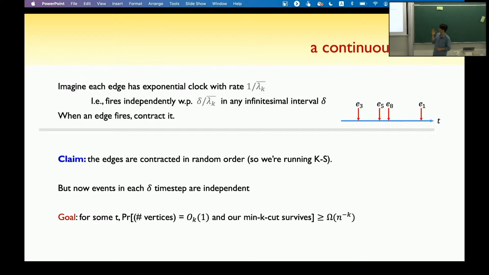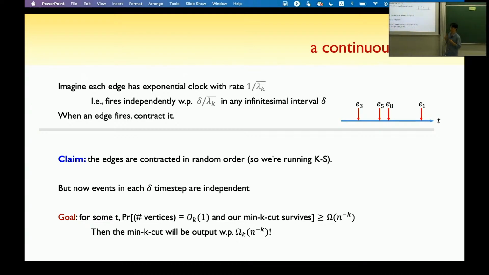Under this viewpoint, what we want to prove is that if you fix some time t, the resulting graph at time t is some random graph, and the probability that the number of vertices becomes a constant depending only on k, and our fixed minimum k-cut survives, is at least n to the minus k. Because if that event holds, then the probability that the final graph with k vertices will be our k-cut is some function of k, which we can ignore. So if that's true, our minimum k-cut will be output with probability n to the minus k. This is what we are shooting for.